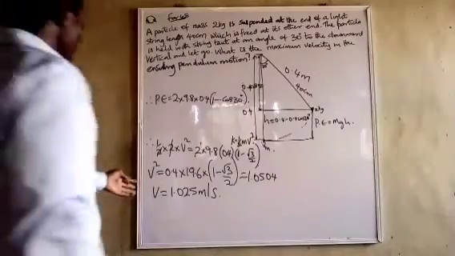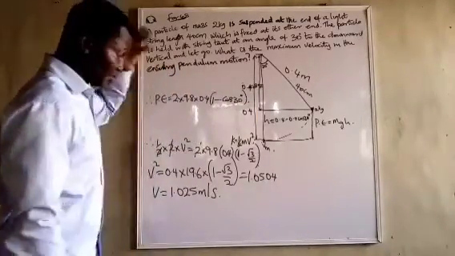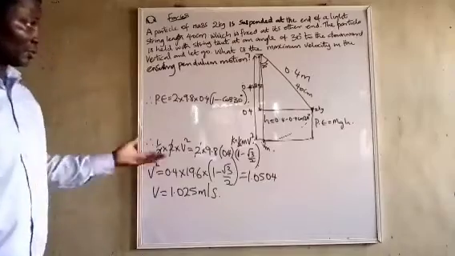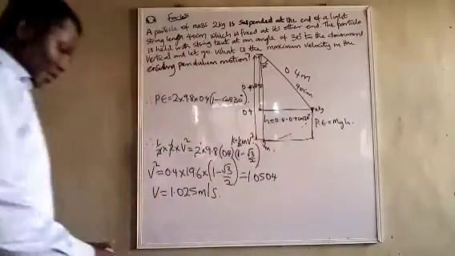So you can see, this is the velocity. I would have gotten it just by using our normal equation of motion, v squared equals u squared plus 2as. And from there, the u is 0, and you get the same answer.